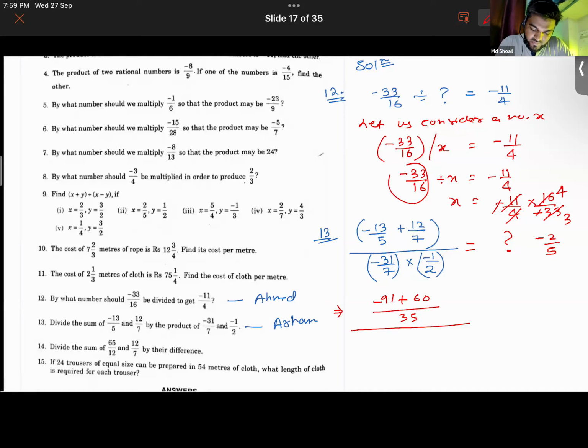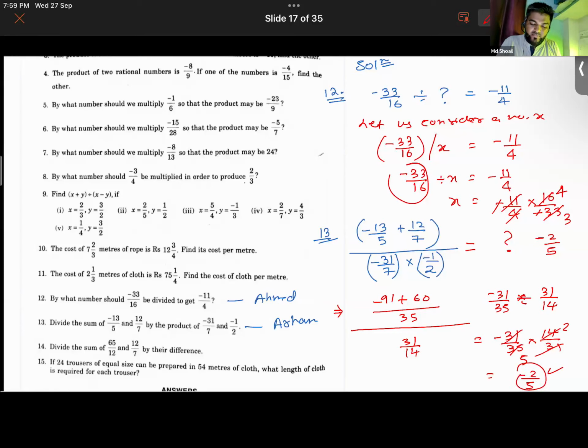And here it's going to be 91 minus 60, that is how much? Minus 29. 31. Minus 31 upon 35, divided by 31 upon 14. We can write it like this: minus 31 upon 35 multiplied by 14 upon 31. So minus 2 upon 5. That is correct here, Arham.